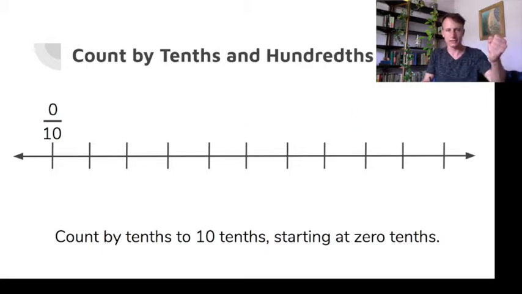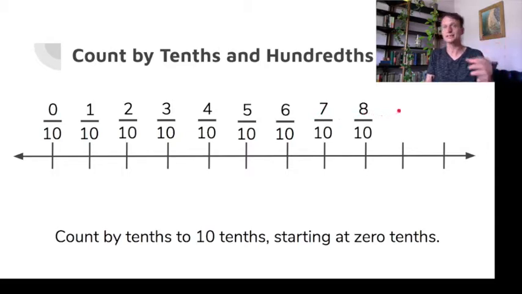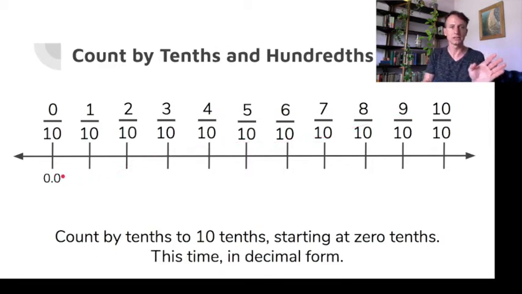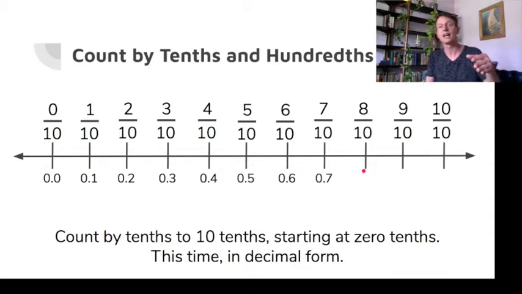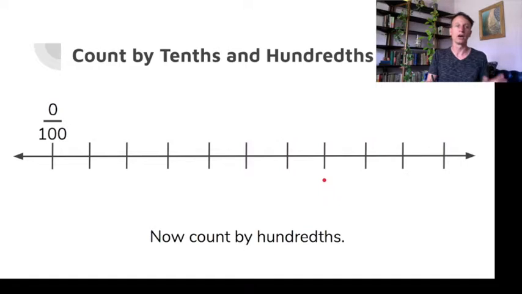Let's count by tenths and then hundredths. Ready? 0 tenths, 1 tenth, 2 tenths, 3 tenths, 4 tenths, 5 tenths, 6 tenths, 7 tenths, 8 tenths, 9 tenths, 10 tenths, which is equal to 1 whole. Yes, we know. And now by decimals, 0 tenths, 1 tenth, 2 tenths, up through 9 tenths, and 10 tenths. It becomes something of a tongue twister. Nice job, y'all.